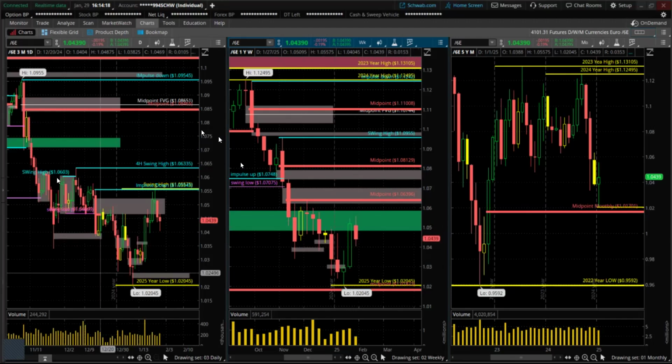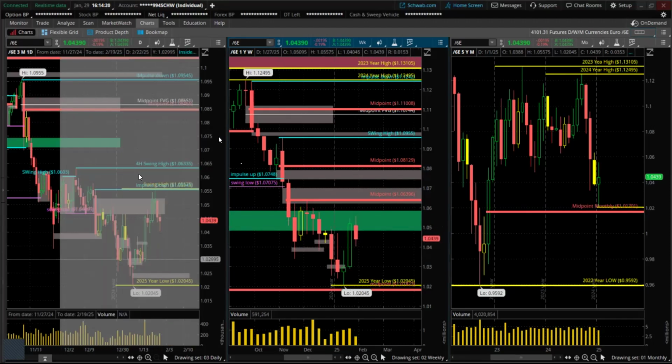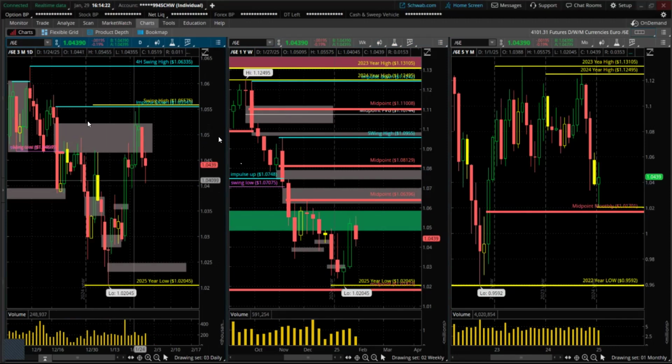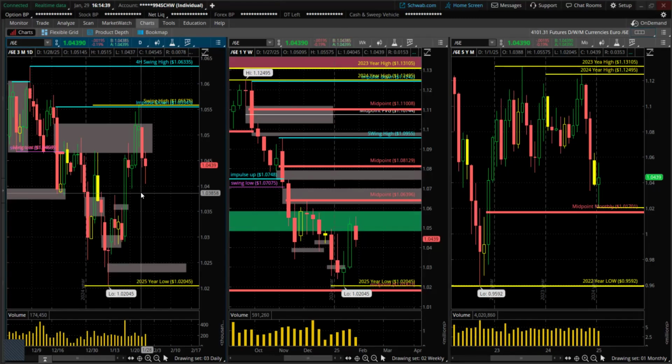Pullback, reversal. Left grid, the daily chart. Look at this. Today, lower low, lower high. The trend is down. Buyer stepping in. Big impulse move up here. Nice. Potential trade idea. Next major currency.